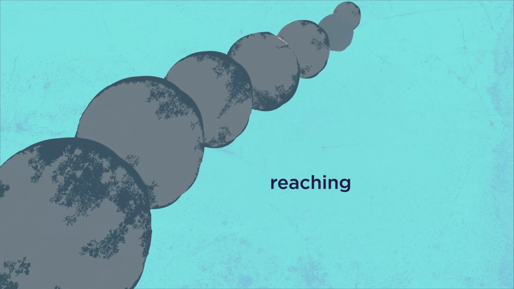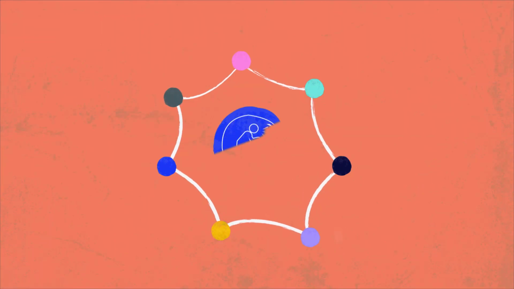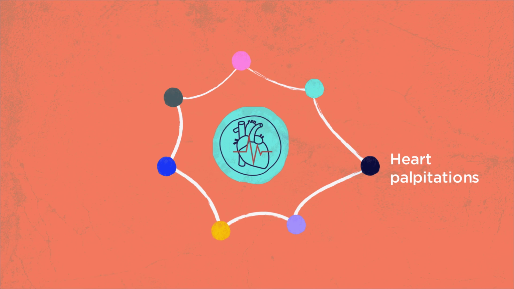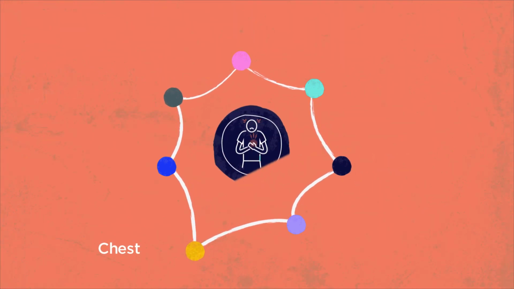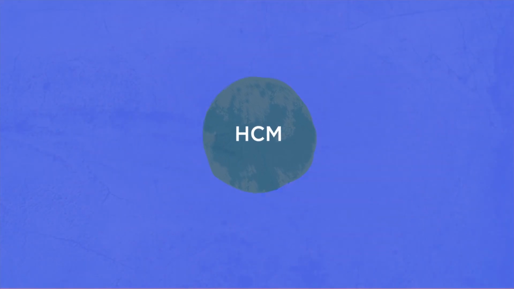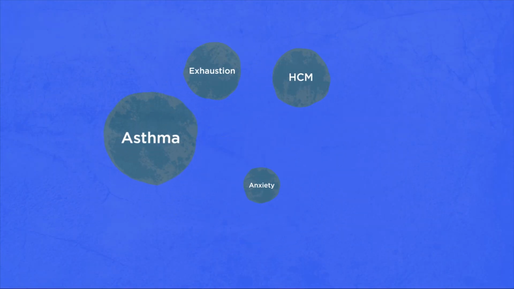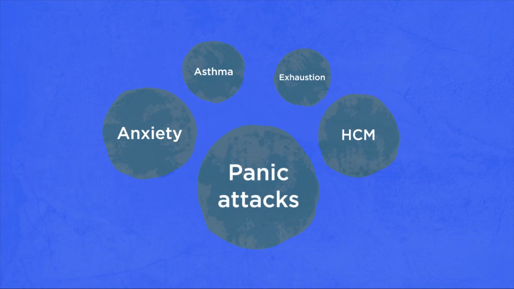That is because reaching a diagnosis can be tricky. The most common symptoms are shortness of breath, heart palpitations, lightheadedness, chest pain, and fatigue, which means HCM often gets misdiagnosed as exhaustion, asthma, anxiety, or panic attacks.